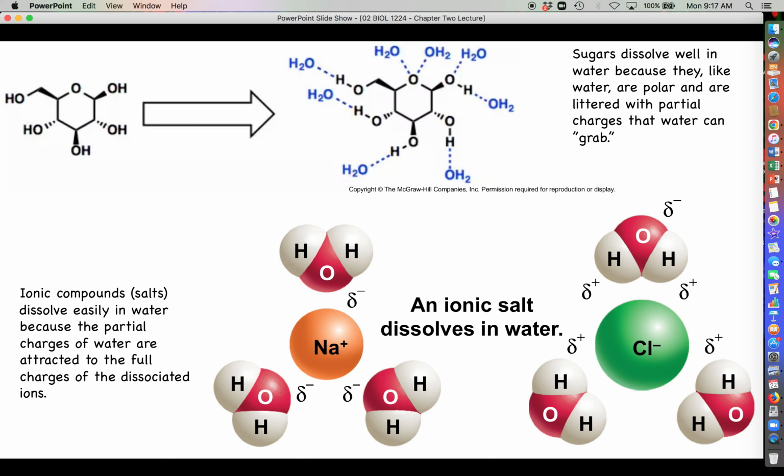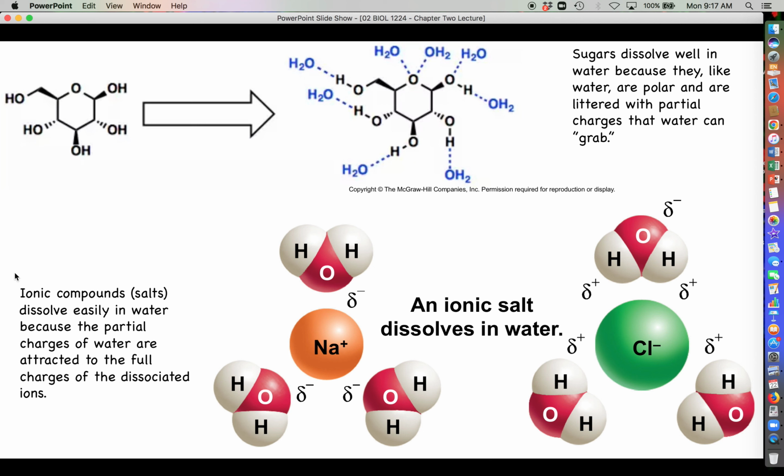Now, if you consider something like a sugar molecule, which you can see here, this sugar molecule has a whole bunch of polar OH groups surrounding it. We call those OH groups hydroxyl groups, and we will more aptly define those in the next video. Because the sugar molecule has a whole bunch of these polar OH groups, water has something to grab onto, and water is going to do a very good job of dissolving sugar, because sugar is a hydrophilic compound.